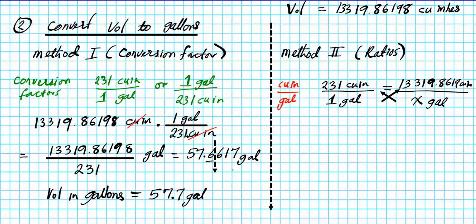Bottom right to top left, bottom left to top right. If you multiply across, you have x gallons times 231 cubic inches equals 1 gallon times, I'm running out of space, 13319.8619 cubic inches, okay? All right, we're trying to get x by itself, right?